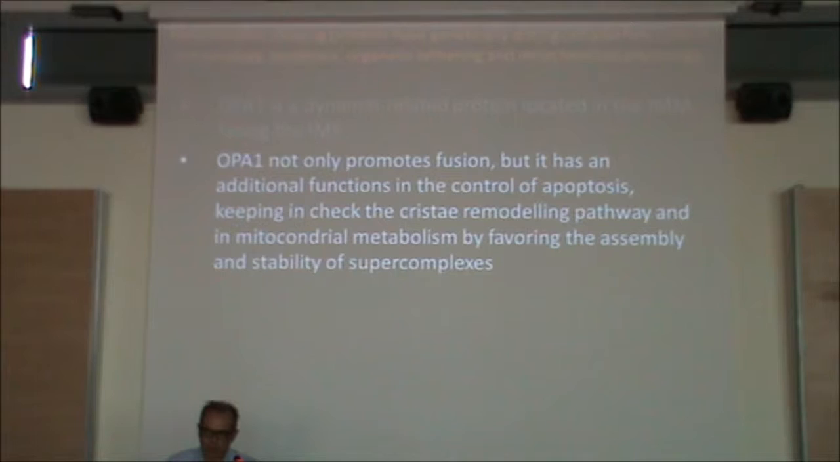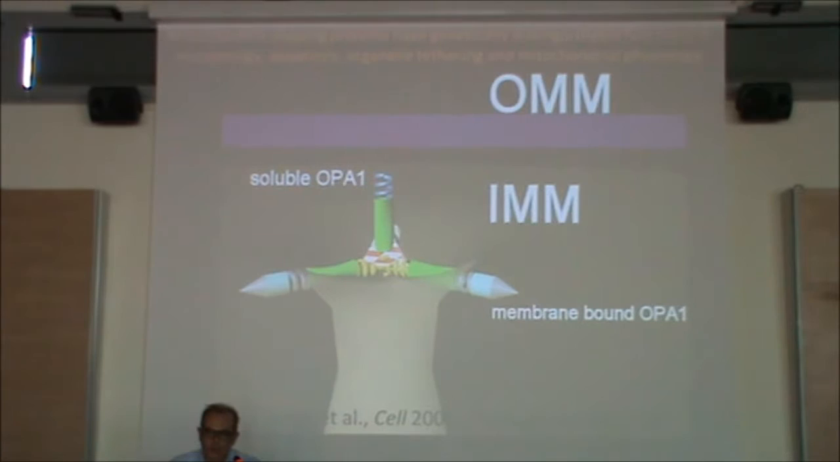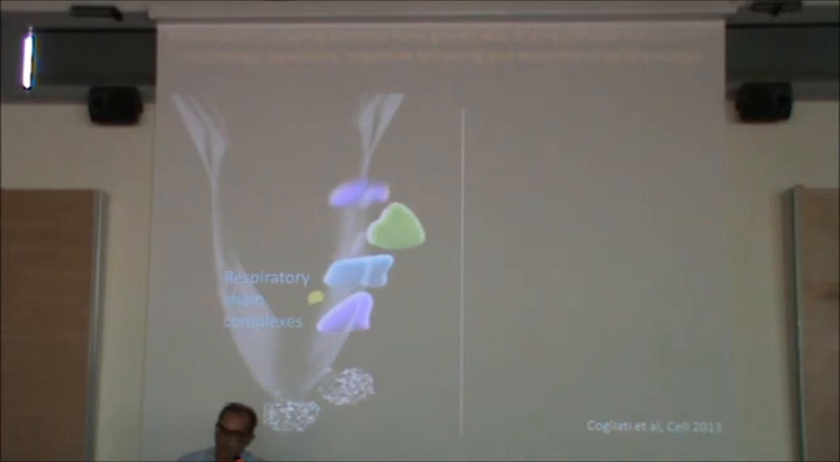This protein has, we understood over the years, a number of functions in not only mitochondrial fusion, as you heard from Elena, but also in the control of apoptosis by keeping in check the size of these crista junctions that I showed you before, by forming multimeric complexes that act like staples at the crista junctions. In more recent years, we also found a role for OPA1 in controlling mitochondrial metabolism. In particular, it favors the assembly of the respiratory chain supercomplexes, which are structures that are thought to stabilize individual complexes and to streamline mitochondrial respiration.